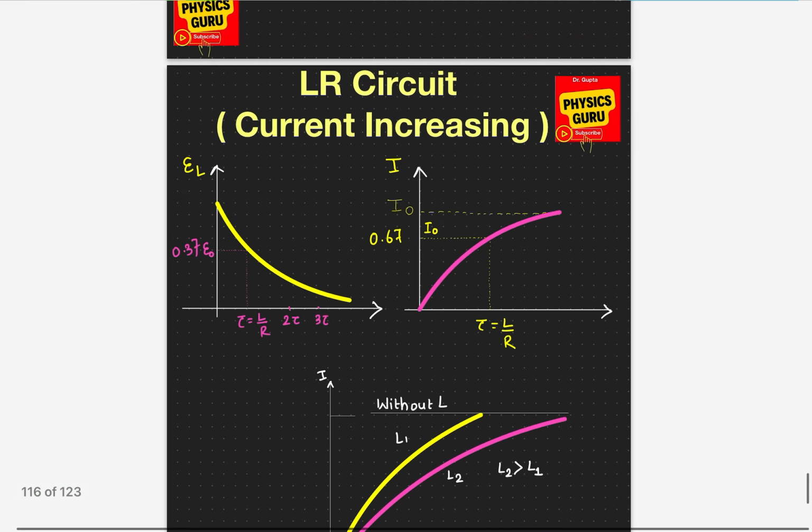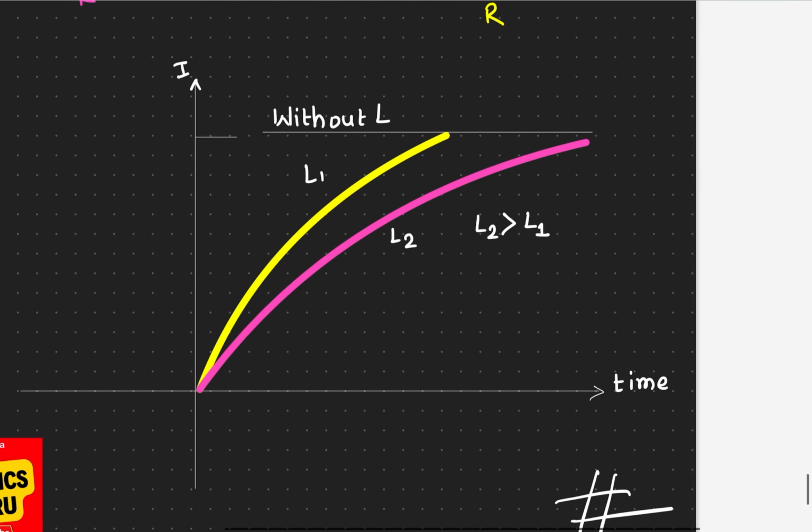Okay, so one more thing: if we have two different inductors, let's say L1 and L2, just for comparison, if you have a higher L2, that means it will take more time to reach its peak value, and if you have a smaller inductance, then it will reach its maximum value quickly. And if you have no inductor at all, then the current will reach its maximum value immediately, because there is no opposition by the inductor. So the larger the value of L, the longer it will take to reach its maximum current.